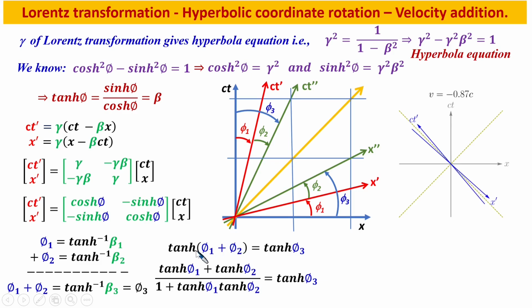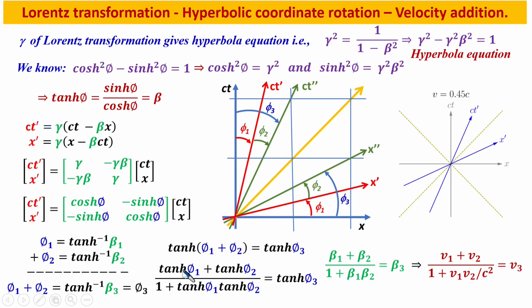Now if I expand this from the trigonometric identity, tanh φ1 plus tanh φ2 divided by 1 plus tanh φ1 times tanh φ2 is equal to tanh φ3. But tanh φ1 is β1, which we have shown here. So (β1 plus β2) divided by (1 plus β1 β2) is equal to β3. If I write β as v by c, I get (v1 plus v2) divided by c, and the common c will get cancelled. So I have v3 equals (v1 plus v2) divided by (1 plus v1 v2 by c square), and this is called the velocity addition in the special theory of relativity.